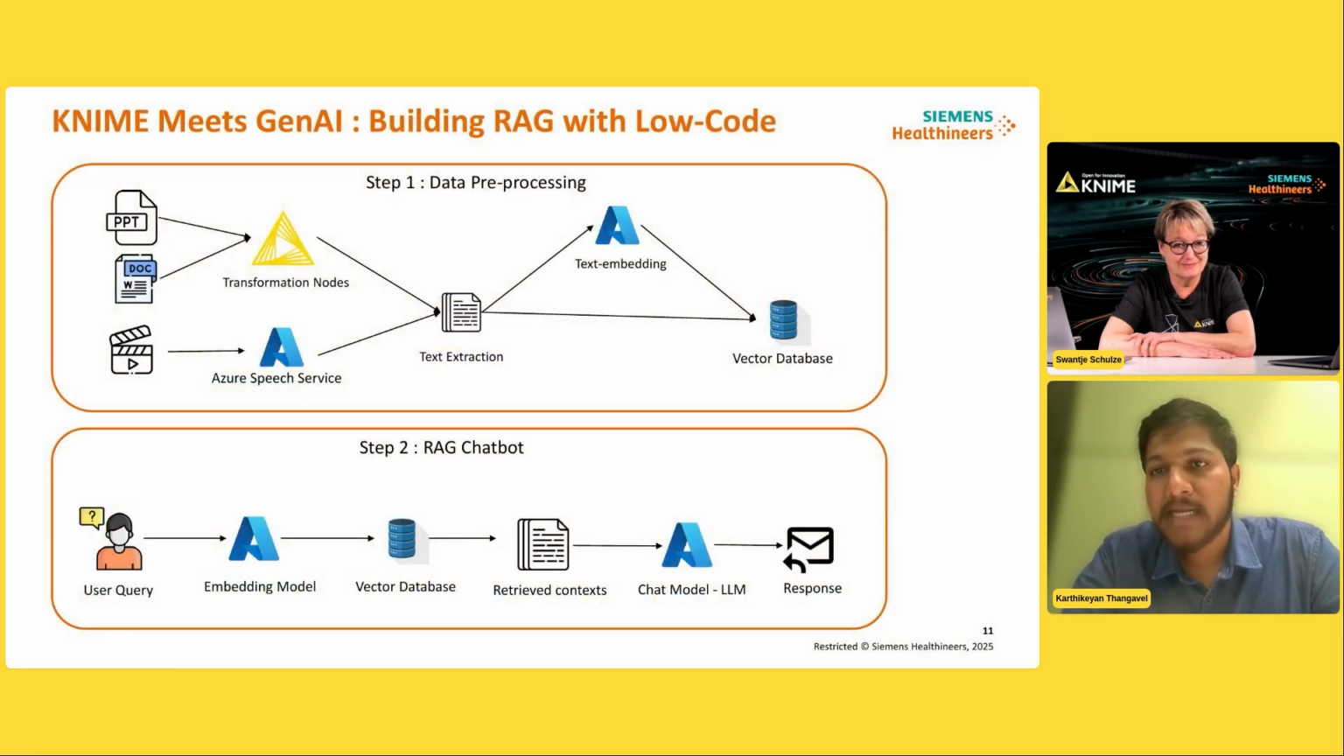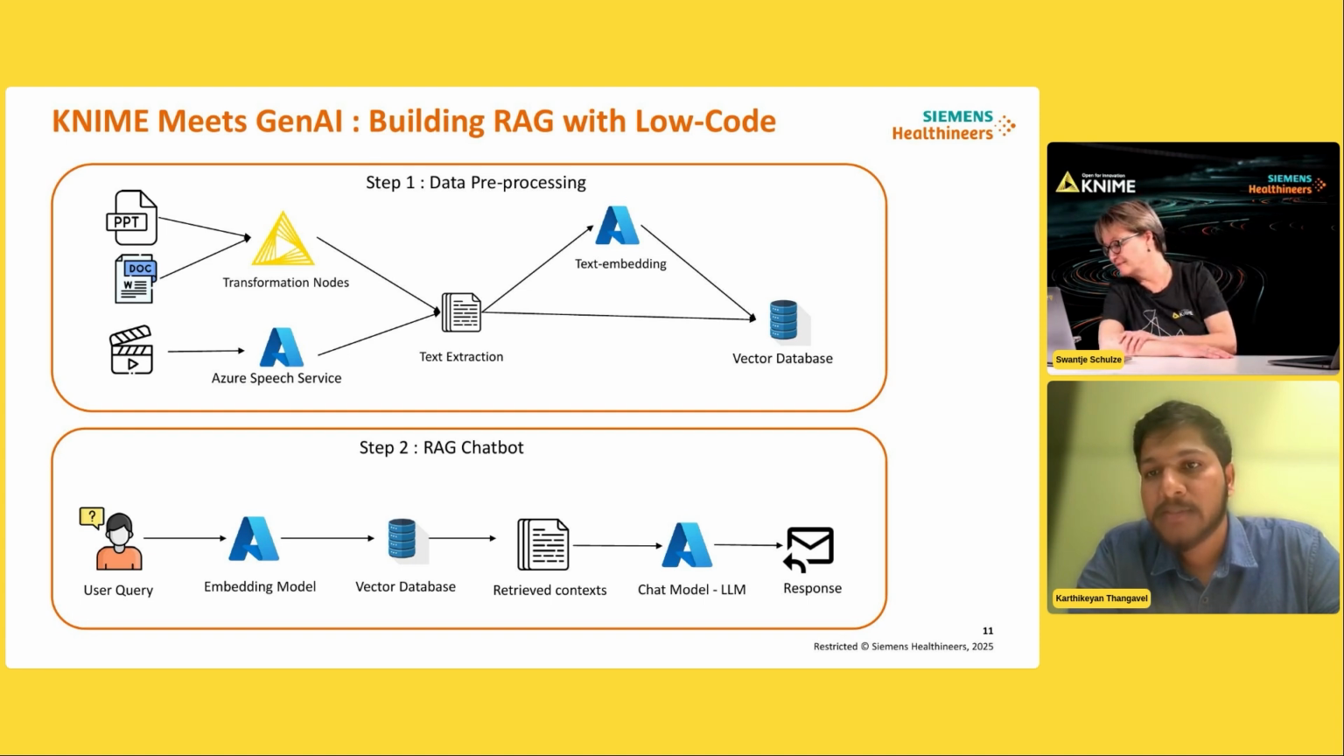So here is the RAG architecture. So we have several documents. This is the RAG architecture for the sales assistant chatbot that we have created, where we have a combination of PowerPoint and Word documents and videos. And what we used is Knime's transformation nodes for extracting the information or text from that.